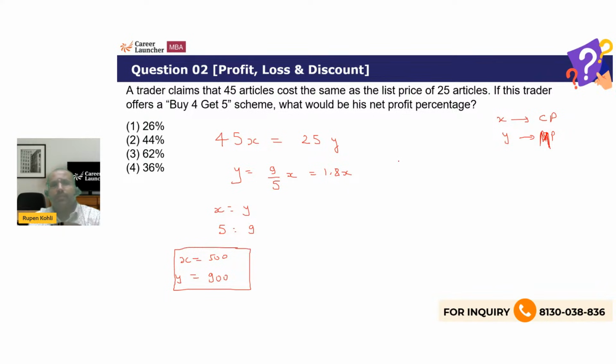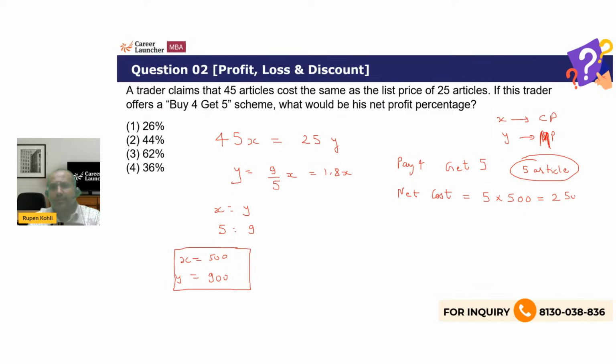Now in this buy 4 get 5, what will happen? You will pay for 4, but you will get 5 articles. So as far as the retailer is concerned, let's say there's a transaction of 5 articles being sold. In that transaction, we are trying to find his net profit percentage. What is his net cost? He has incurred the cost for 5 items.